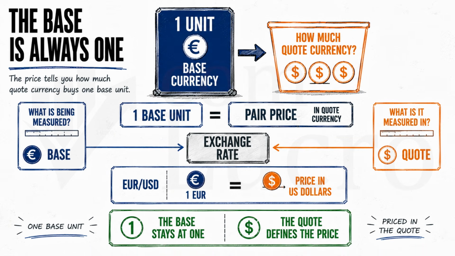Now, here's the key that unlocks everything. The base currency is always worth one single unit. And the price you see on your chart is simply telling you how much of the quote currency it takes to buy that 1 unit of the base. That's the entire meaning of the number. The base is what you're measuring, and the quote is what you're measuring it in.